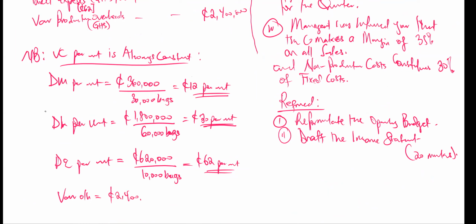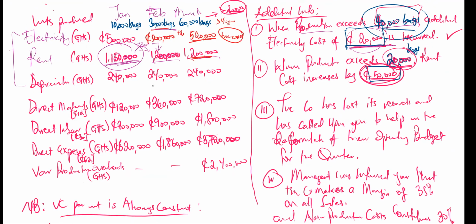So 2.4 million divided by what? 60,000, the 60,000 level, and that gives us 40 cedis per unit. Now that we know this is 40 cedis per unit, we can fill it in and get the total budgeted cost. So the first one is 400,000 cedis. And the next one is 1.2 million.